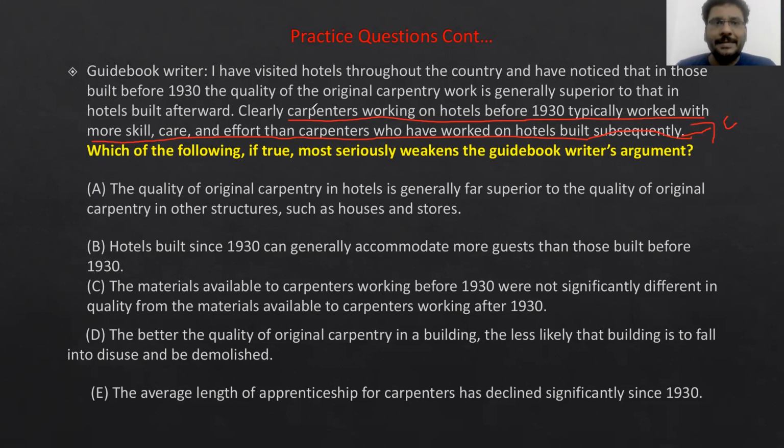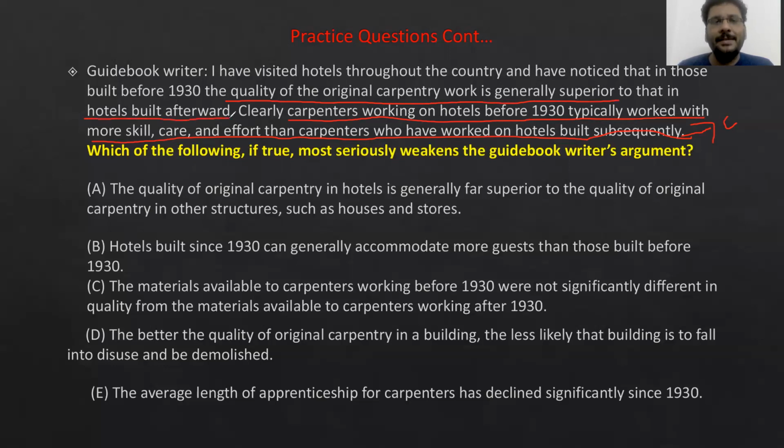The premise says that he has visited a lot of hotels, right? And what he has observed is those hotels which were built prior to 1930, the quality of original carpentry work is superior to that of hotels built afterwards. So this is your premise.